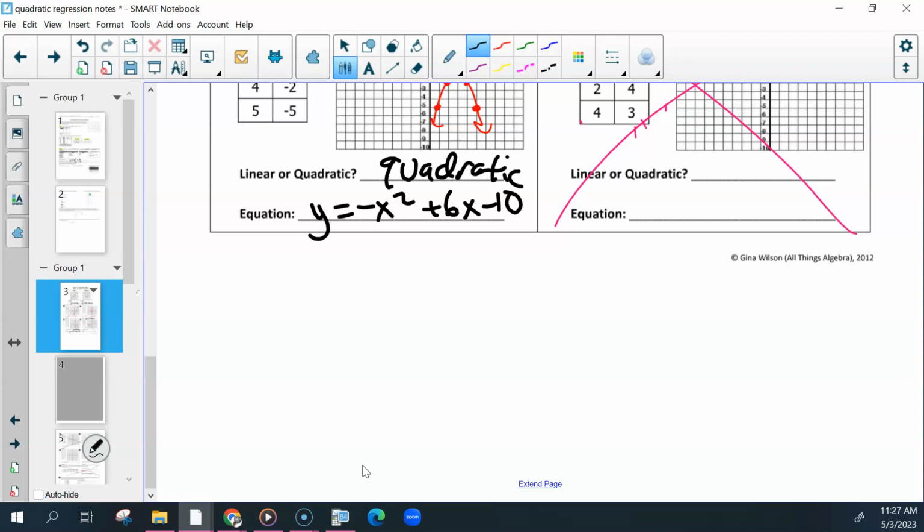Do we have any questions on how to find the curve of best fit on Desmos? We're going to do a word problem.